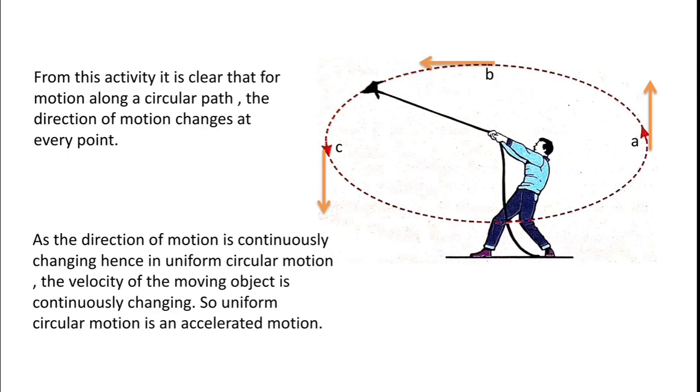Again, from this activity it is clear that there is a continuous change in direction of motion in uniform circular motion. Even though the speed of the object is constant, because of the change in direction of motion, velocity is changing, and if velocity is changing, then there is an acceleration. Hence, we can say that uniform circular motion is an accelerated motion.